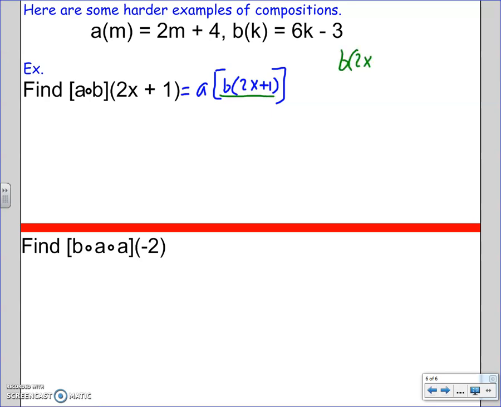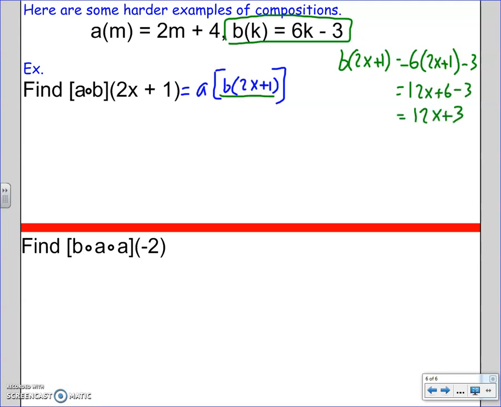B of 2x plus 1 means go to equation B right here. And for K, I change every K to 2x plus 1. 6 times 2x plus 1 minus 3. I have to distribute. 12x plus 6 minus 3. Then combine like terms. 12x plus 3. So this turns to the A of 12x plus 3. That's my next problem to do.